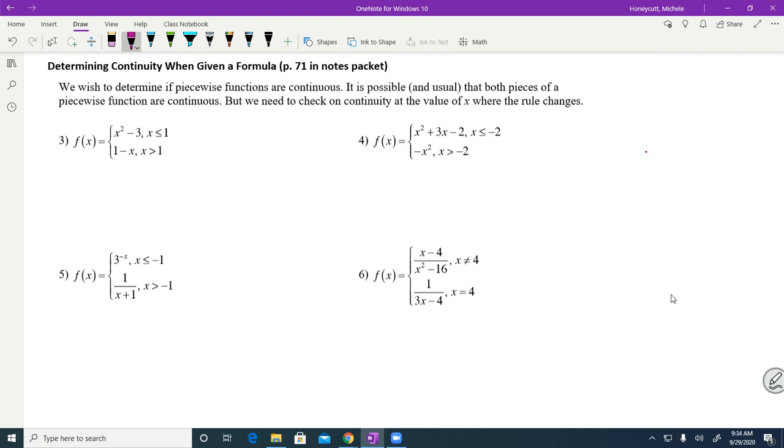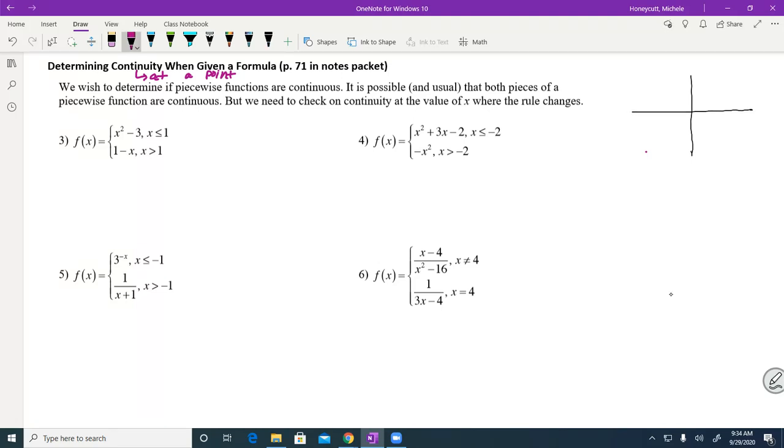So now we're going to talk about how to determine continuity when you're given a formula, in particular, a piecewise formula. And again, this is continuity at a point, not of the entire function. Now, piecewise functions, let me draw a quick picture of a piecewise function. Piecewise functions are functions that are broken into different pieces.